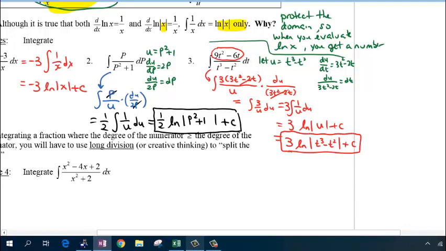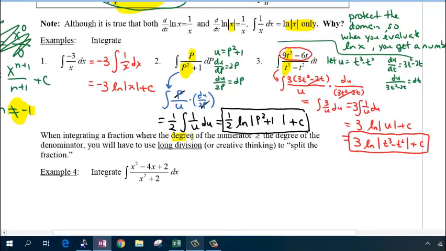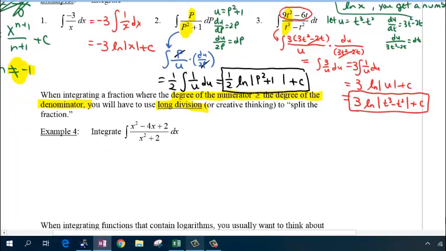Alright, now things get more complicated. Looking at examples 2 and 3, I hope you can see that the degree of the denominator was always 1 more than the degree of the numerator. But what happens when the degree of the numerator is bigger or equal to the degree of the denominator? Well, then we actually have to employ long division, yes, stuff from pre-calculus 12, to split the fraction up. So I hope you remember how to do long division. I will do it here for you.